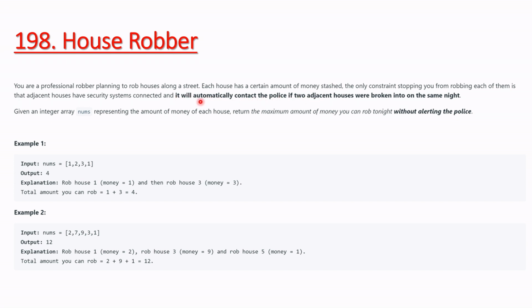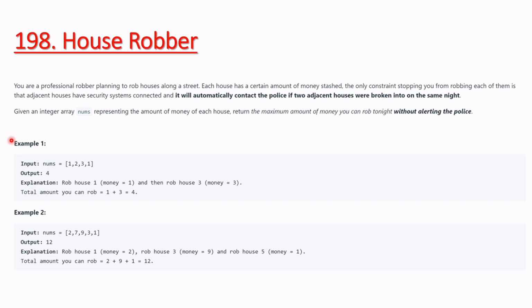So you do not have to steal from consecutive, adjacent houses, right? Because a security system has been made so that it will automatically connect to the police, and you cannot do the house robbing. Given an integer array nums representing the amount of money of each house, we have to return the maximum amount of money you can rob tonight without alerting the police. If the police are alerted, you will fail.